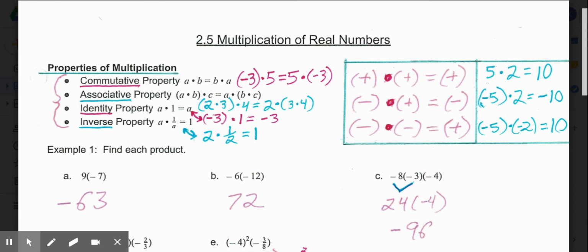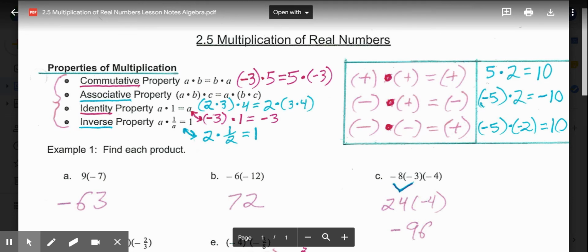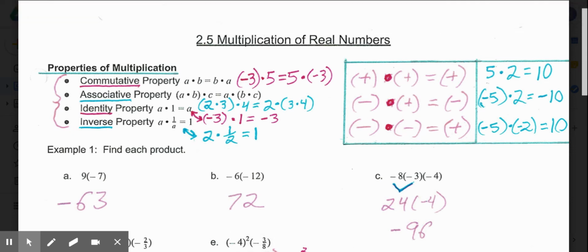So an example of that would be the quantity 2 times 3 in parentheses multiplied by 4. And then that's equal to 2 multiplied by the quantity in parentheses 3 times 4. Either way, we end up with 24. And then our identity property is the one that says anything multiplied by 1 is itself. So A multiplied by 1 is equal to A. Or a negative 3 multiplied by 1 is still a negative 3.